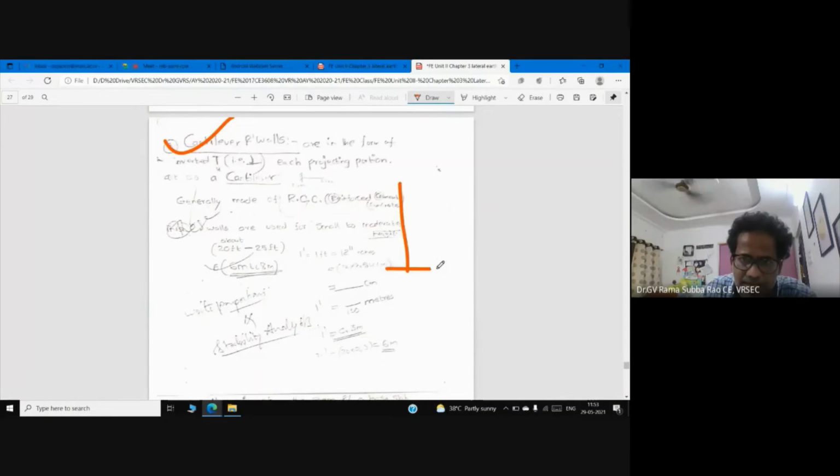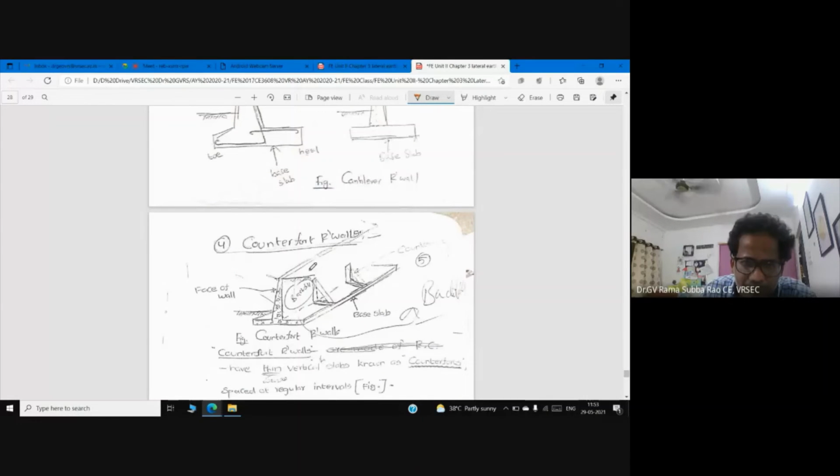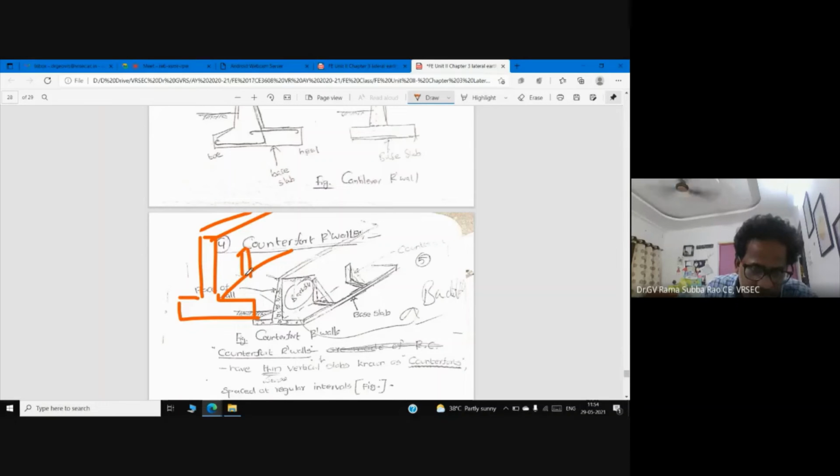If you want to increase the height of the wall further, beyond 7, 8 meters, even 10 meters, we need to provide counterforts. This is the retaining wall in 3D. We have to provide additional counterforts connecting the base slab and the stem.